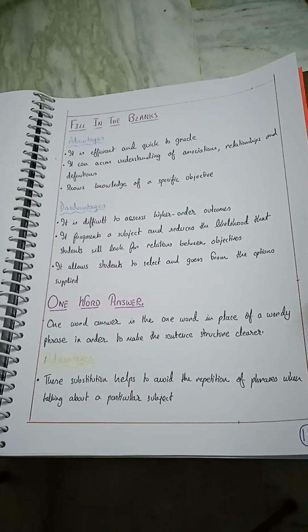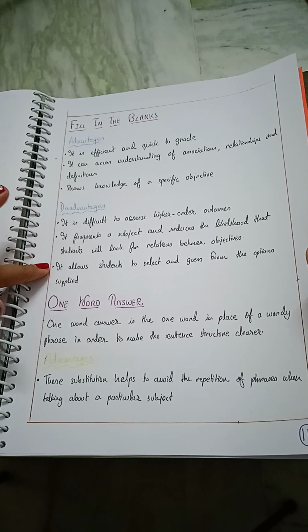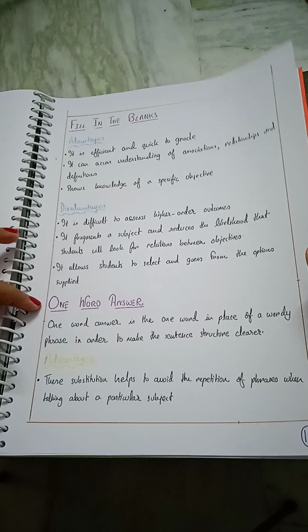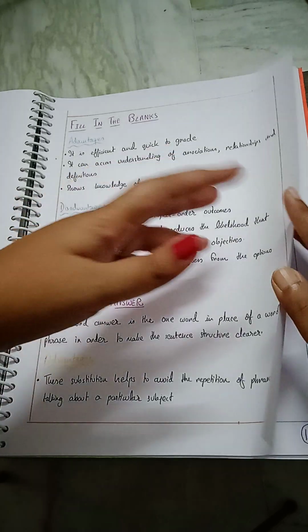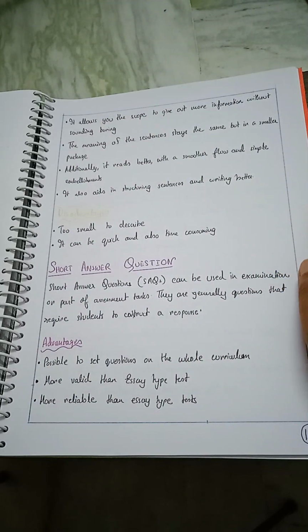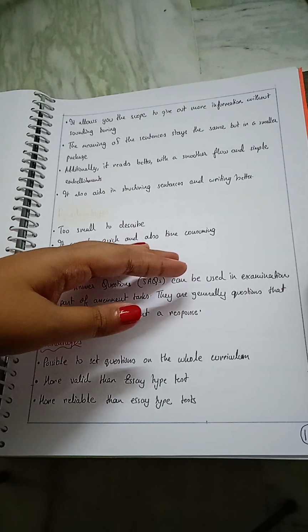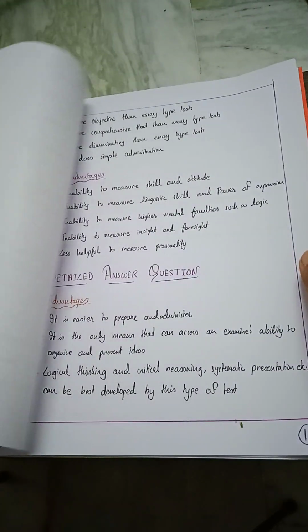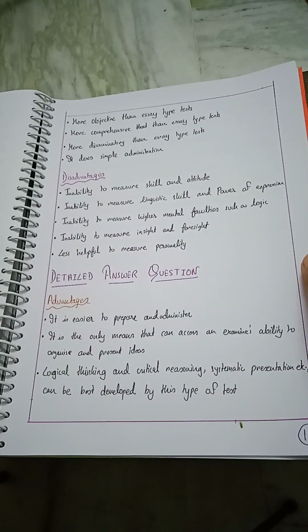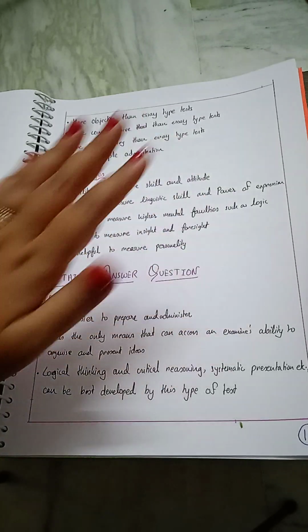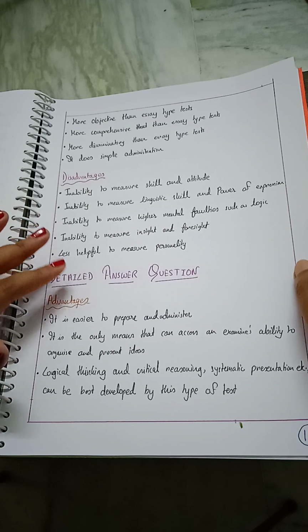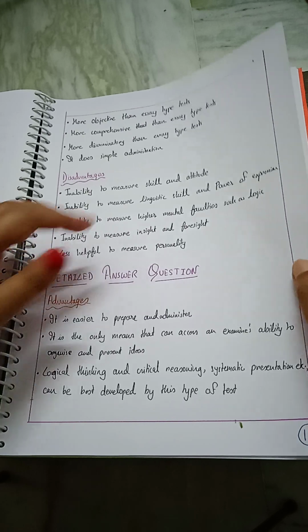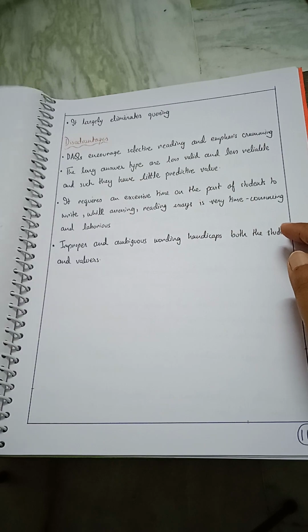In the same way, in the fill in the blanks also, I couldn't find a reliable definition. That's why I just gave advantages and disadvantages. Again, in one word answer questioning, I have given a one line definition. Then again, advantages and disadvantages. Then short answer question, then we have advantages, disadvantages. Then we have detailed answer question. Here also I couldn't find a reliable definition, so for that I have just given advantages and disadvantages.